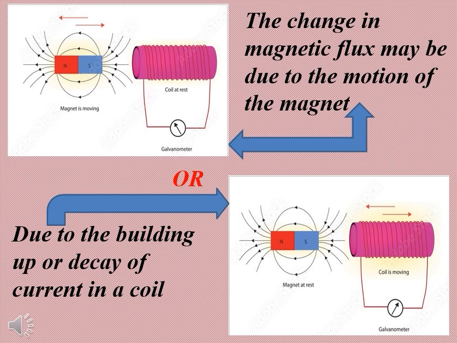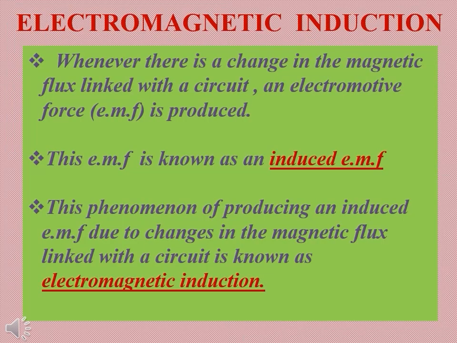When the magnet is moved away from the coil, the same results are obtained, except that the direction of deflection in the galvanometer reverses. Now let us understand the concept of electromagnetic induction from the previous experiments. Whenever there is a change in magnetic flux linked with a circuit, an electromotive force, known as the EMF, is produced. This EMF is known as the induced EMF. This phenomenon of producing an induced EMF due to changes in the magnetic flux linked with a circuit is known as electromagnetic induction.